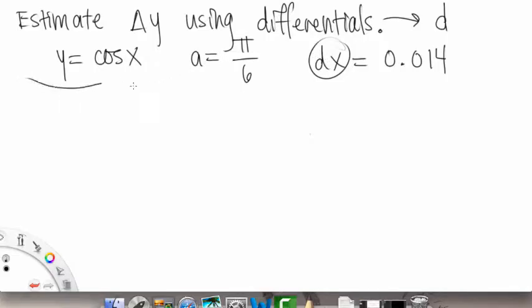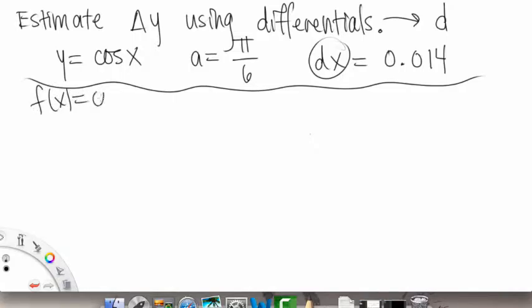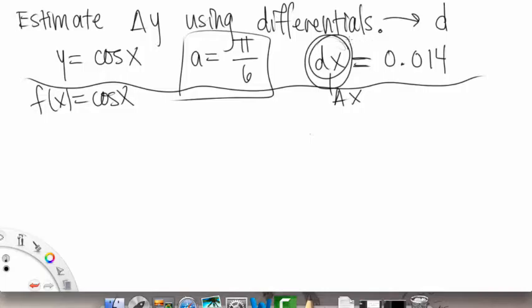Okay, so we're given the following information that our function is y equals cosine x, also known as f of x equals cosine x. You can write it either way. Our a value is pi over 6, and our dx, the change in x, this is the same thing as saying delta x, but here we're using differential, so we'll use that d instead, is equal to 0.014. Okay? So how are we going to find delta y?